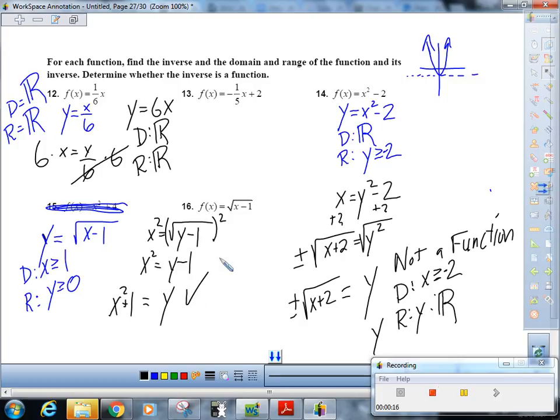That is a function. The domain is all reals. And the range is y has to be bigger than or equal to 1.